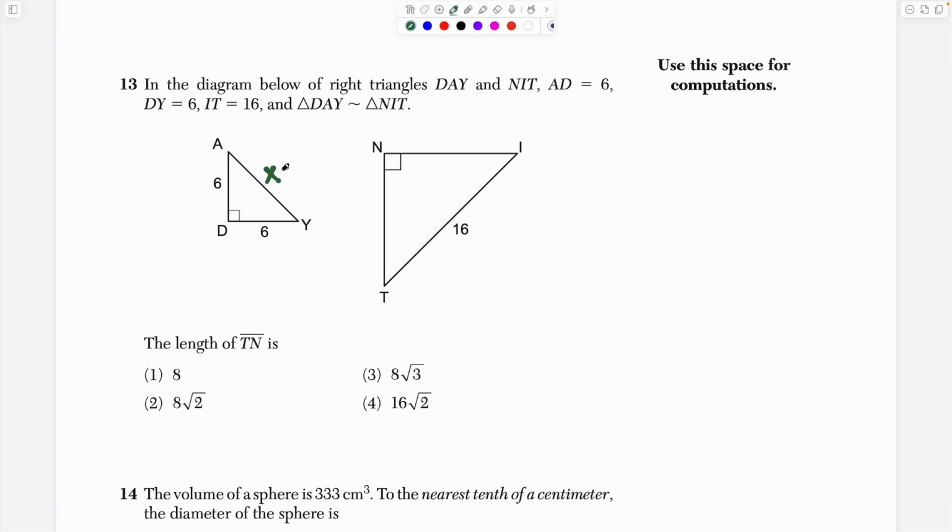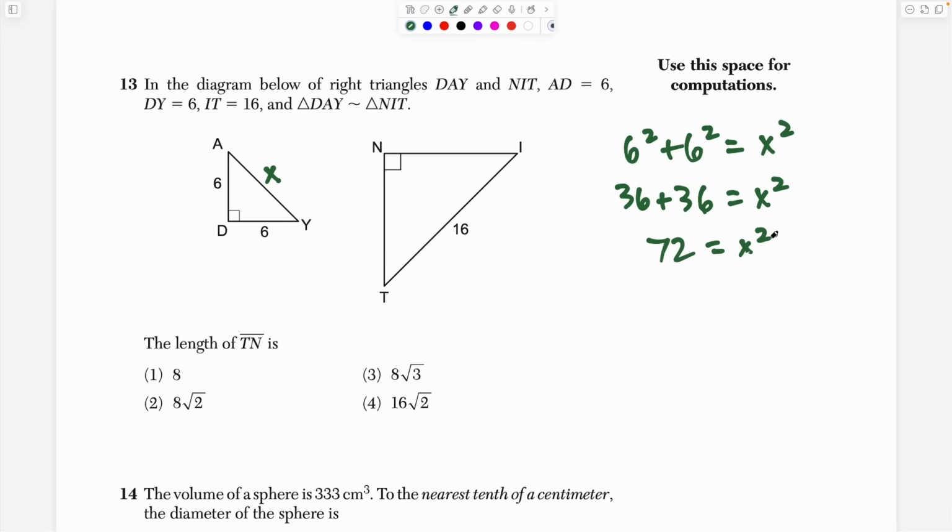Let's say I put an x over here. We could say 6 squared plus 6 squared is equal to x squared. This gives us 36 plus 36 equals x squared, which gives us 72 equals x squared. And now we could solve for x. Let's make this a little bit neater. I'm going to take the square root of both sides like this.